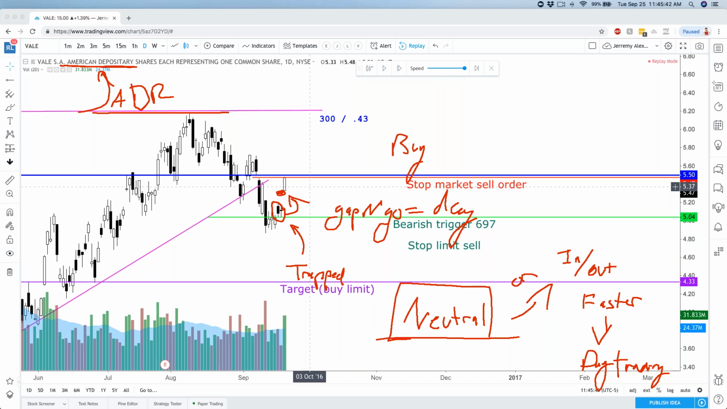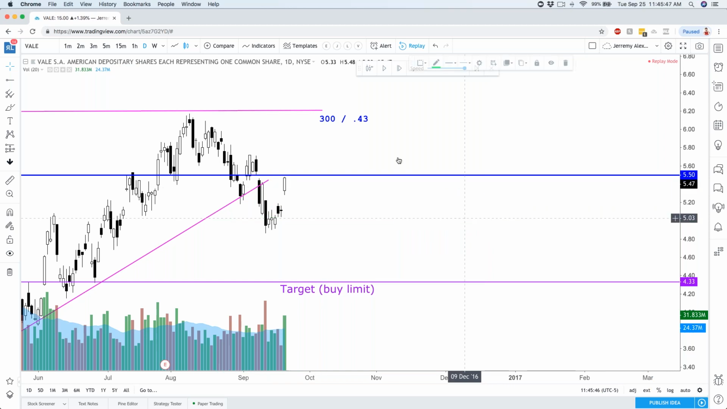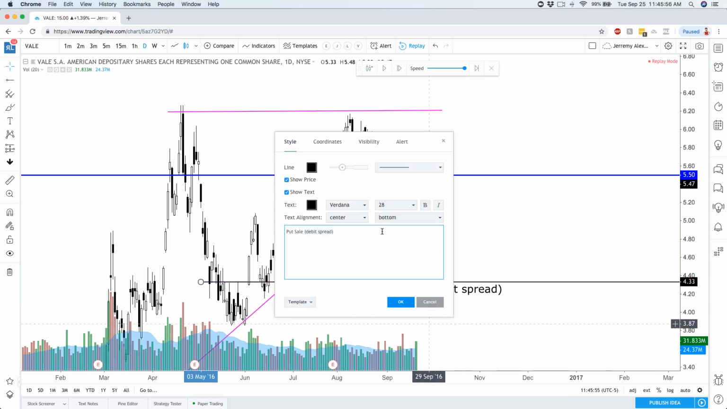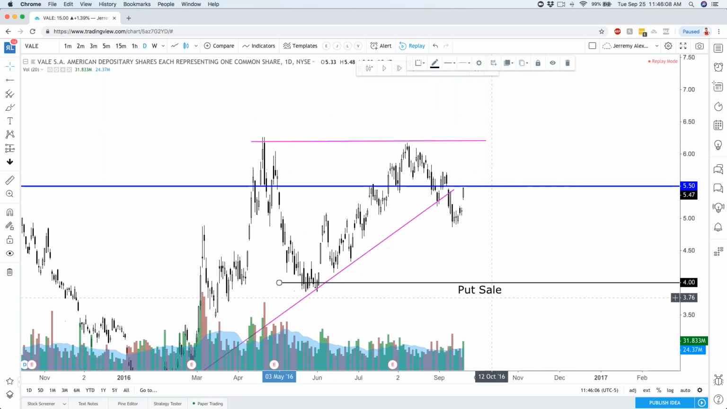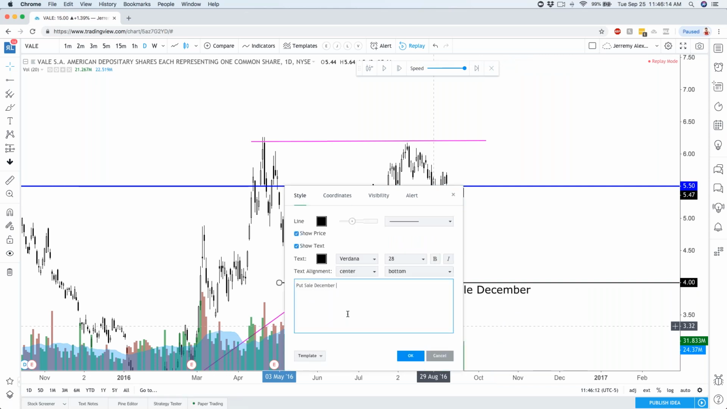So what does a neutral strategy look like? Well, there's lots of strategies out there. A neutral strategy would be like a put sale. I don't know if you're all familiar with buying puts or not, but a put sale is a pretty neutral strategy. It's bullish, but it's neutral. On this particular trade, I would sell a $4 put. There would not be that much money in it. I'd have to sell it for probably December 2016, and I'd probably get maybe 10 cents on that per 100 shares, which is one contract.